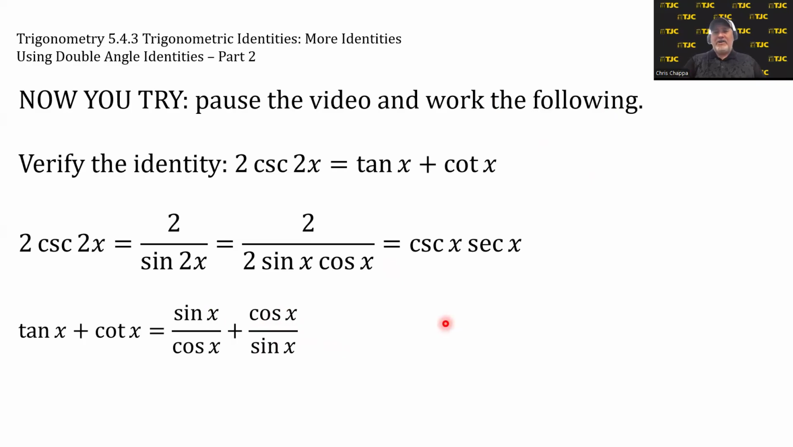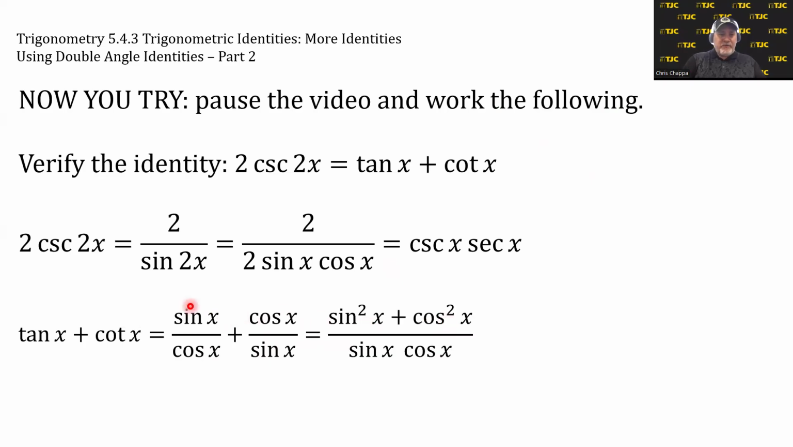Well, now we're just adding fractions, which means common denominator. Common denominator would be sine x cosine x. So give this first fraction a sine x on top and on bottom. That would create sine squared on top. Give the second fraction cosine x on top and bottom. That would create cosine squared on top. The common denominator would be sine x cosine x, and the numerator would be sine squared plus cosine squared.